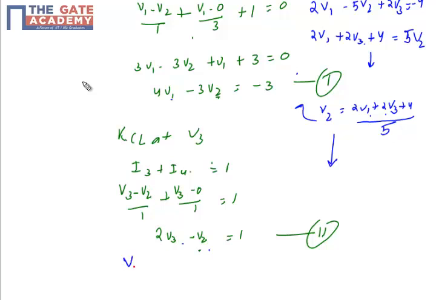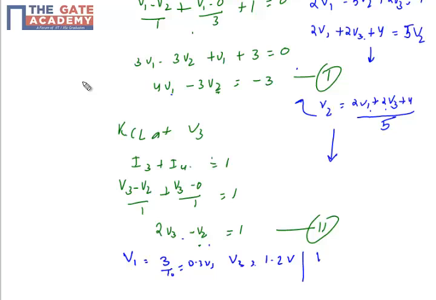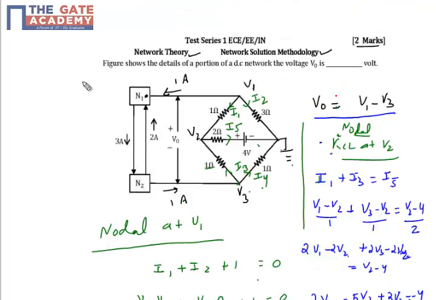Putting the value of V2 in equations 1 and 2, you will get V1 equal to 3 by 10, which is 0.3 volt. V3 is equal to 1.2 volt, and as we have defined, V0 is V1 minus V3, so our V0 will be 0.3 minus 1.2, that is minus 0.9 volt. So our output voltage is minus 0.9 volt.